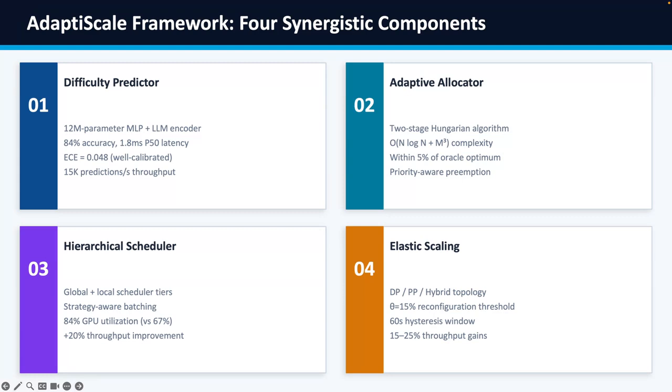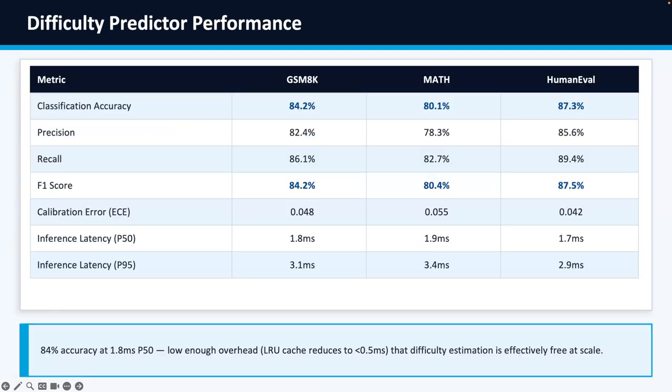Component O4 is elastic scaling. Adaptive Scale switches between data parallel, pipeline parallel, and hybrid topologies depending on the workload pattern. It uses a 15% reconfiguration threshold and a 60 second stabilization window to avoid thrashing, yielding 15 to 25% throughput gain per reconfiguration event. These four components work synergistically. The ablation study later will show that each one independently contributes to the final result.